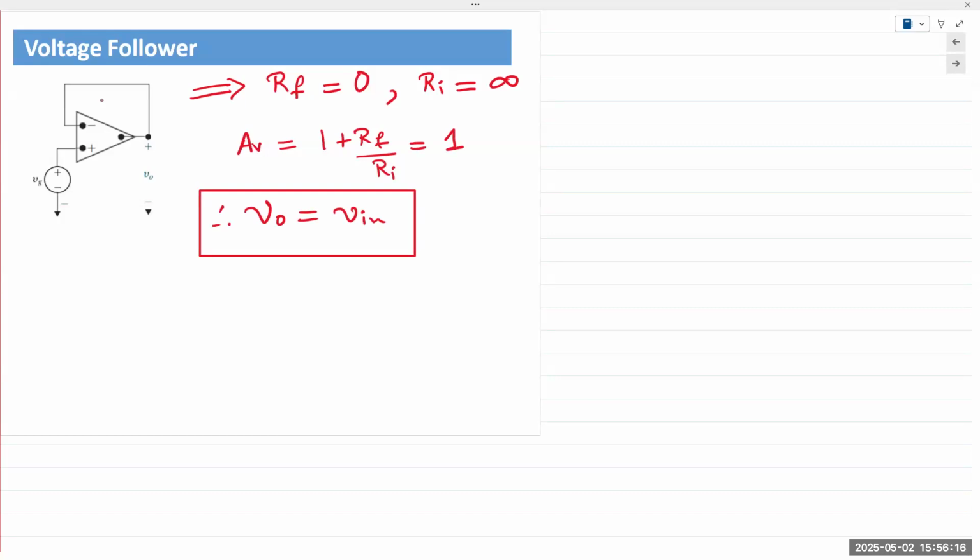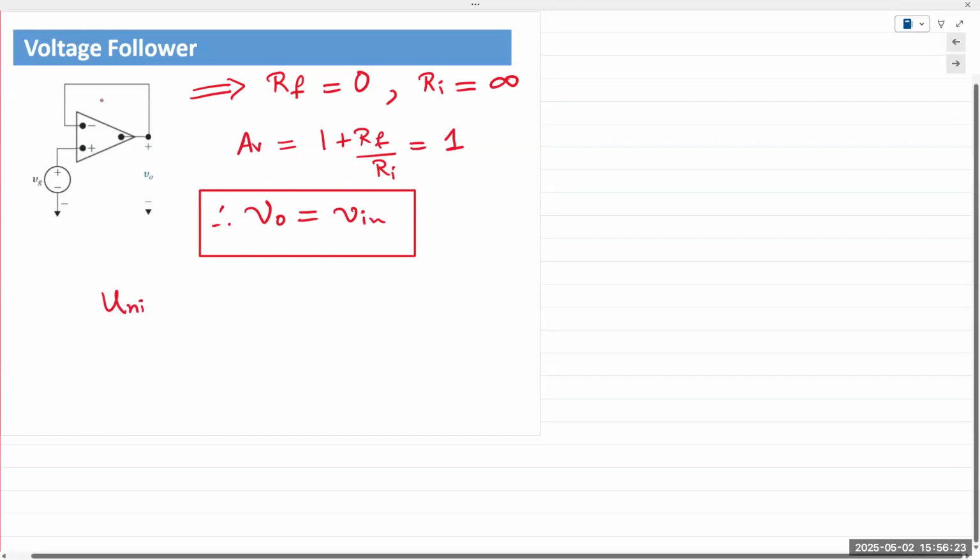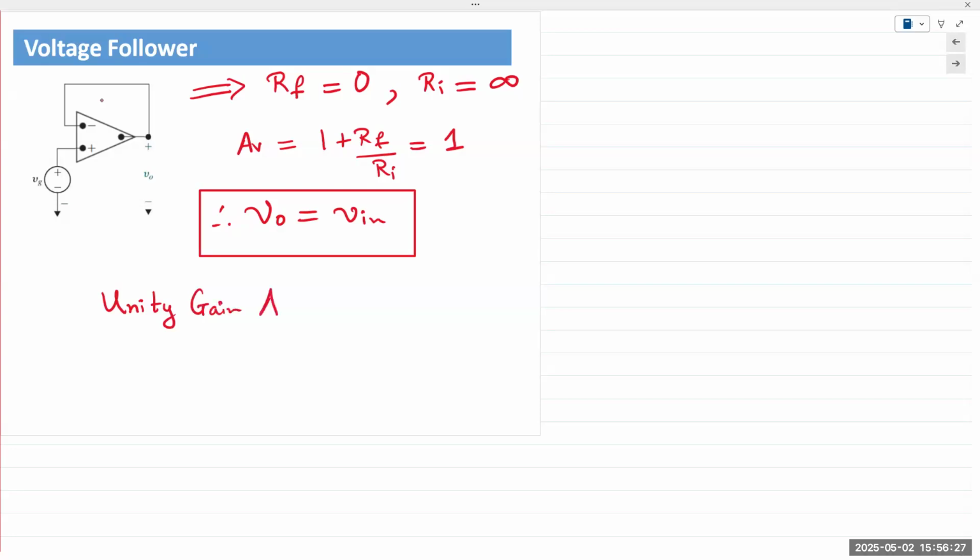This circuit is also known as a unity gain amplifier. Unity gain simply means the gain is 1. It is also known as the isolation amplifier, isolation buffer. It's also known as the buffer amplifier.